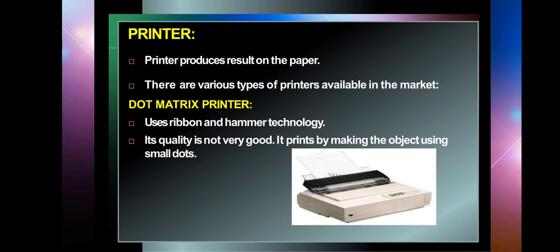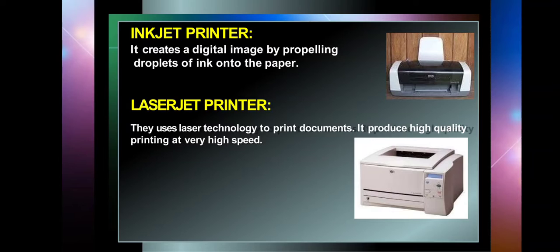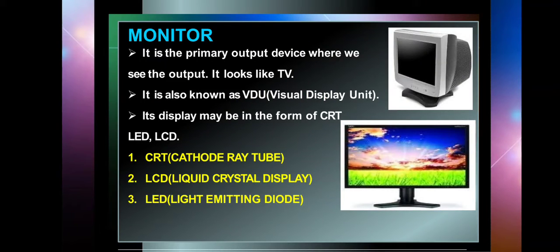And then we have the printer, and this is a dot matrix printer for printing. Then we have inkjet and laserjet. Inkjet and laserjet, which one is better? Laserjet uses laser technology to print documents, and it produces high quality printing at a very high speed. Now we have the monitor.